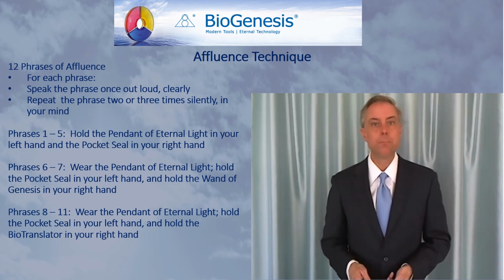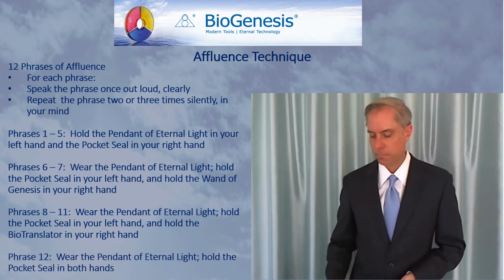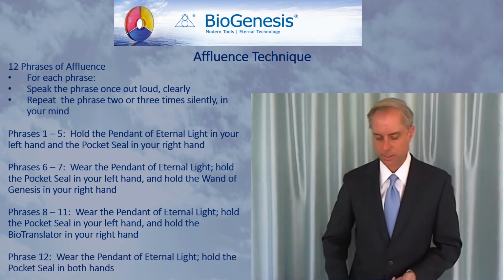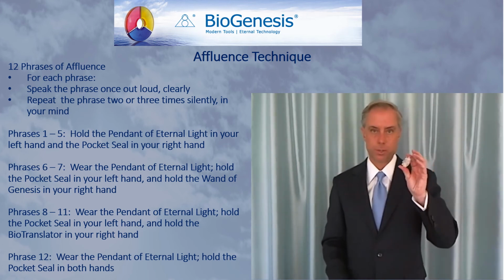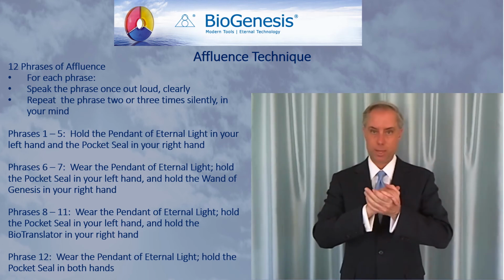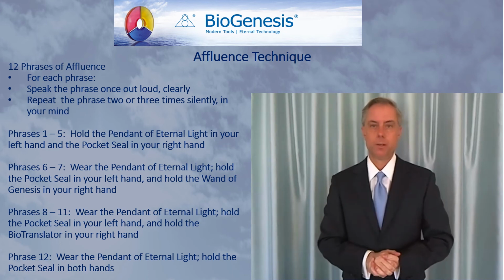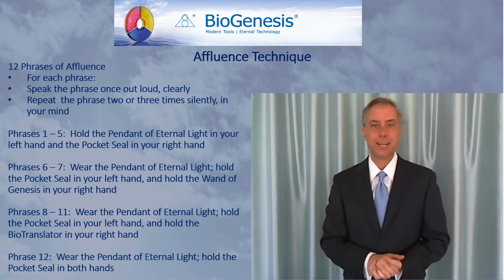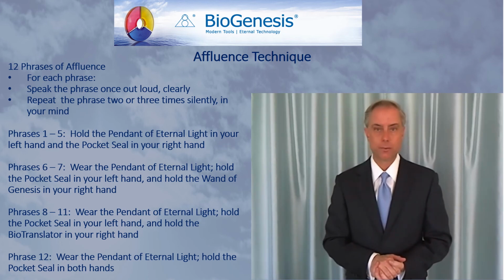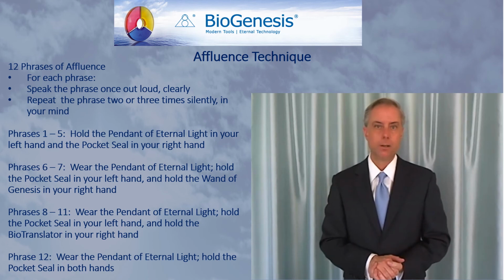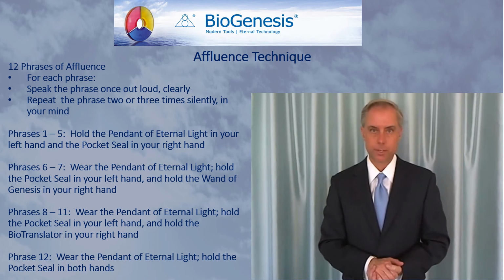Then we move to the 12th and final phrase of affluence. We will put away the biotranslator. Now we will hold the pocket seal in both hands. And we will clearly state out loud the 12th phrase of affluence, because of the existence of the world. We allow several seconds to pass, then we repeat this phrase silently within our mind, because of the existence of the world.